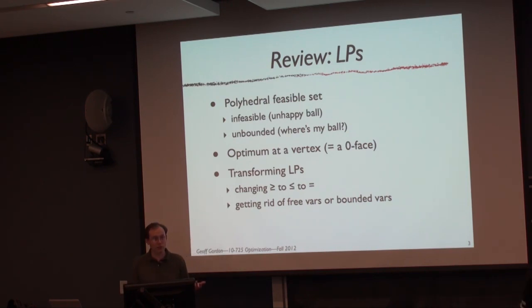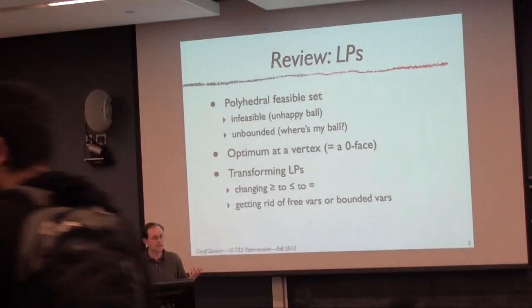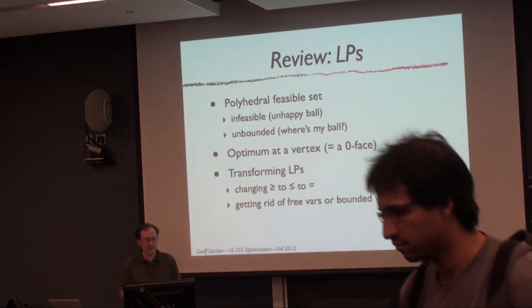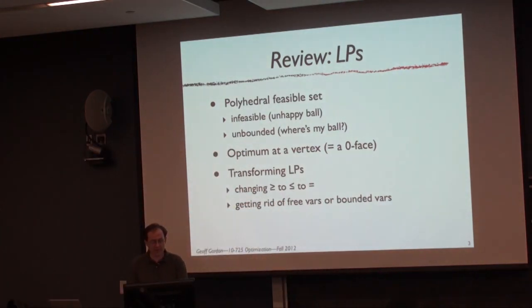Well, they have a polyhedral feasible set, meaning that if the feasible set is non-empty, it's the intersection of a finite number of half spaces. The opposite is if it's empty, then the problem's infeasible. You remember the unhappy ball getting squished between two constraints from last time. Or it could be unbounded, right? So we could have a polyhedron with infinite extent as well. And if the objective vector is pointing in that direction, that's when we lose our ball, right? The ball keeps rolling off into infinity.